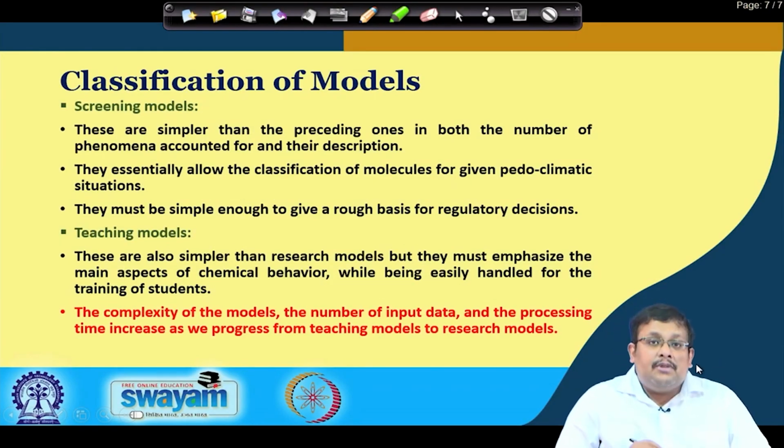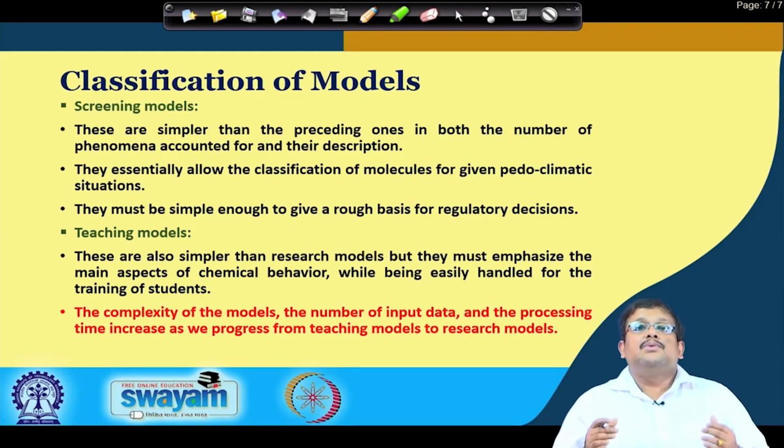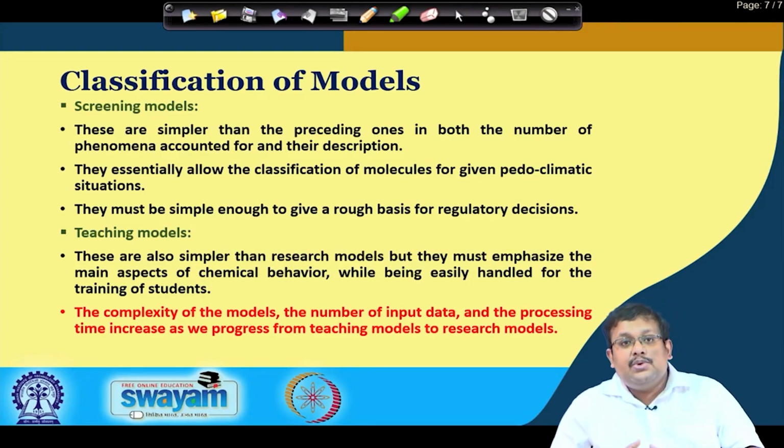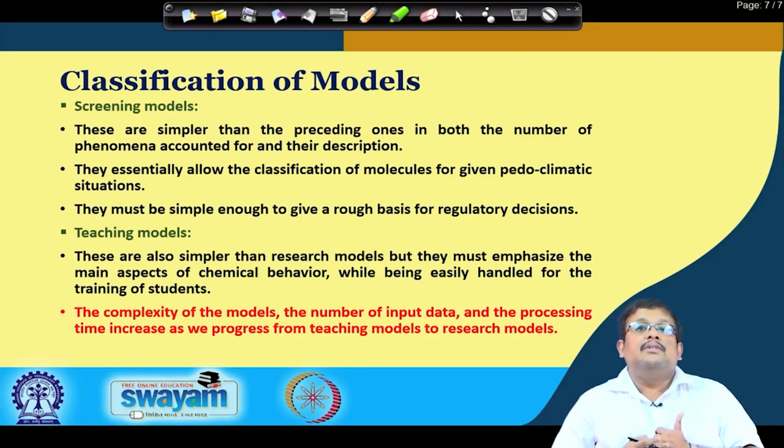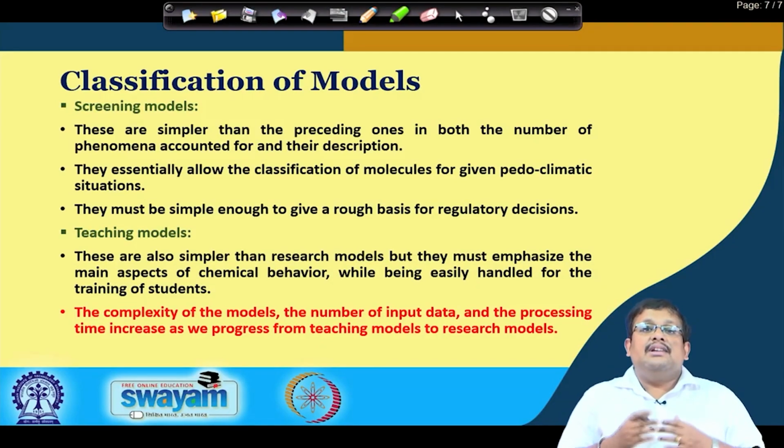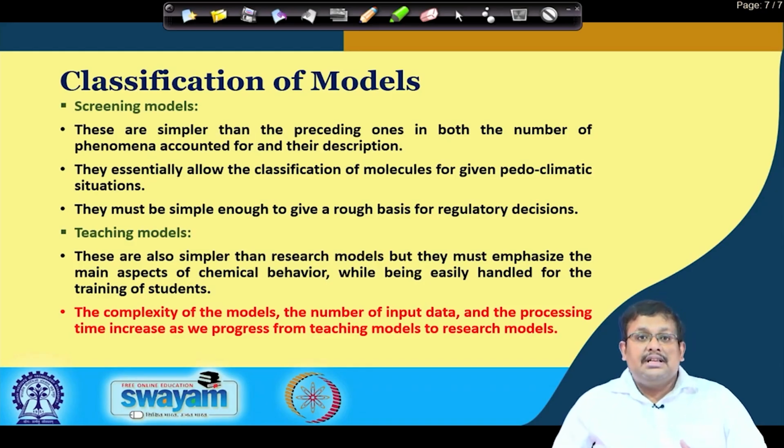The third one is the screening models. These are simpler than the preceding ones, both in the number of phenomena accounted for and in their description, and they essentially allow the classification of molecules for given pedoclimatic situations. They must be simple enough to give a rough basis for regulatory decisions. So, for regulatory decisions we generally use the screening models. And the fourth one is the teaching models.